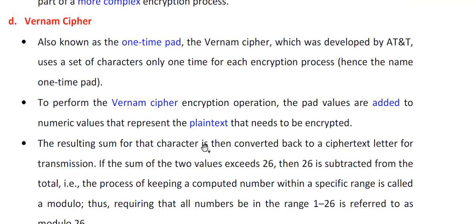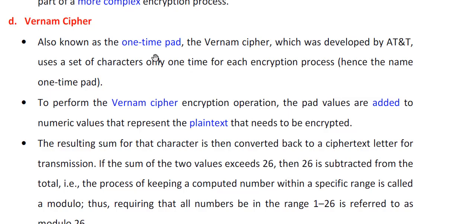The next cipher is called the Vernam cipher or the one-time pad cipher, and from its name, it means that the key that we're going to use will be used only once, and for security another key will be used for the second block or the third block or the third character and so forth.